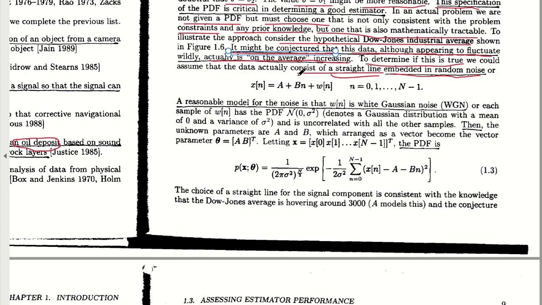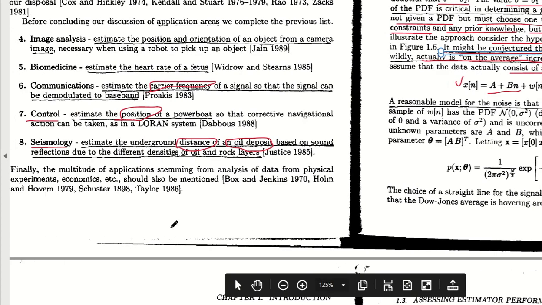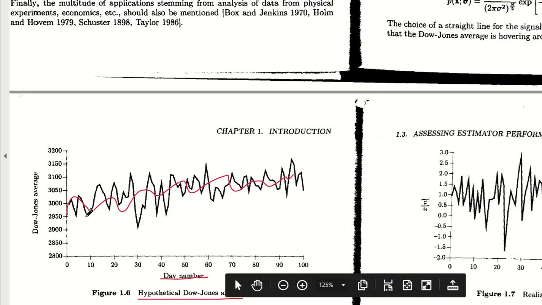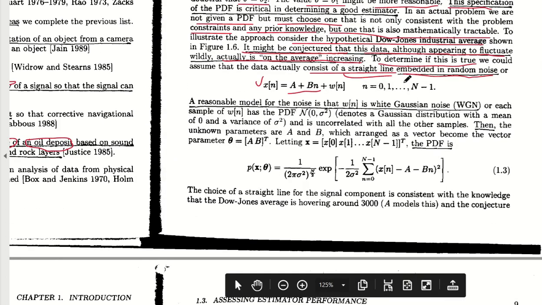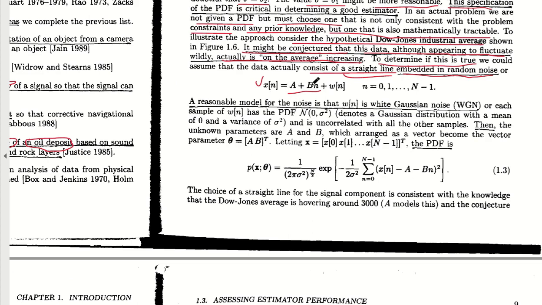Okay, so x[n] = A + Bn. That's a straight line, right? Let's go again. This index is a straight line plus some kind of noise. So it's x[n] equal to A plus Bn plus w[n], and this is the noise.